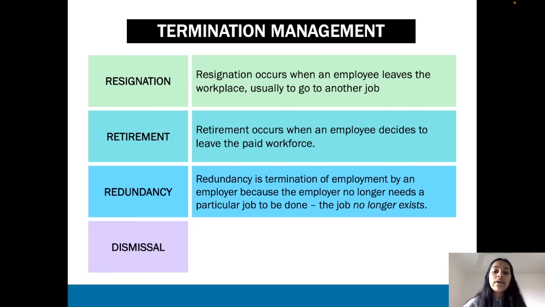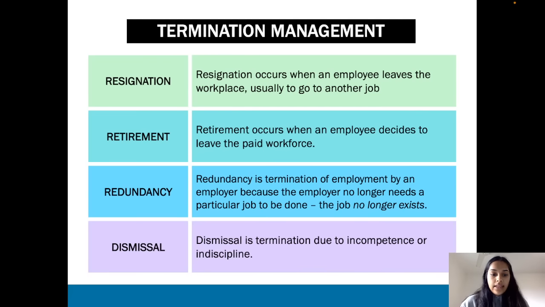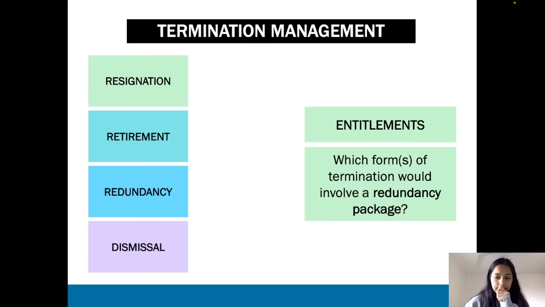So this is when the employer actually, the job role itself no longer exists, and therefore the employee is sort of let off and made redundant due to that. And then we have dismissal, and this is termination due to incompetence or indiscipline. Again, it is involuntary. And we also need to think about the entitlements. So which forms of termination would involve a redundancy package?